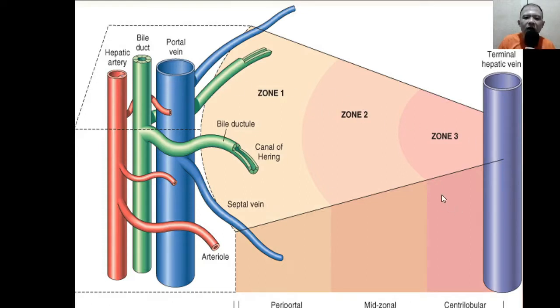The blood flows through your sinusoids towards the central vein. However, the production of bile is opposite to that of the blood flow. The bile flow is going outward towards the bile duct, from the bile canaliculi draining to the bile duct, and it's stored in the gallbladder.